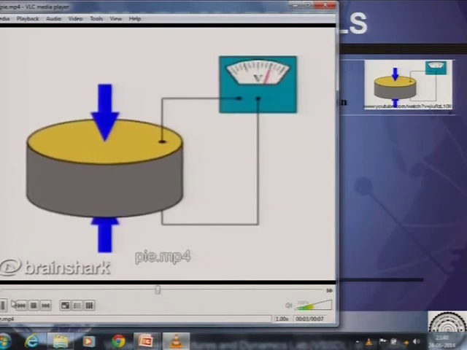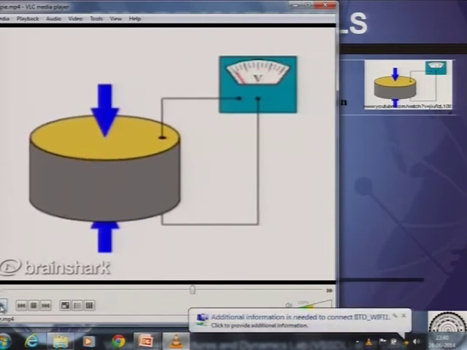In this video you can see the material is getting deformed, it is getting compressed when voltage is applied on it.